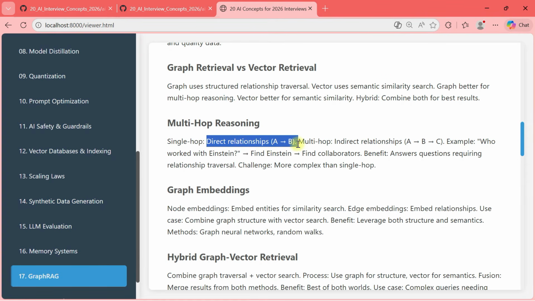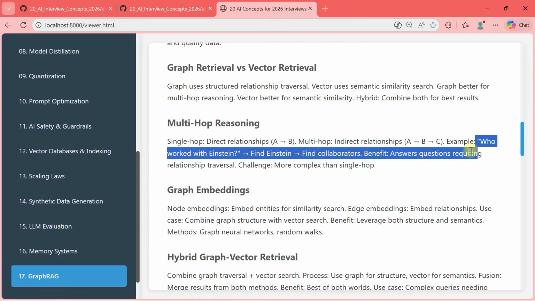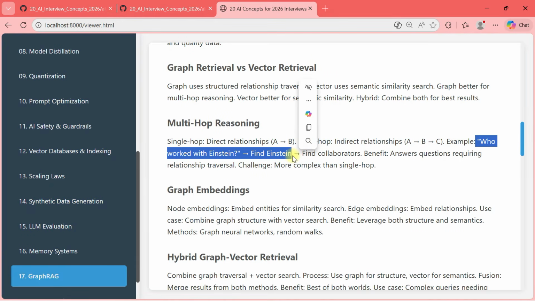Single hop means direct relationship, multi-hop means indirect relationship, A, B, C. Example, who works with Einstein? Find collaborator. This is an example, okay. For example, if I work in ABC and you ask who works in ABC, then if somebody else works in ABC, that name will also come because that is connected to ABC. You get the idea, right?